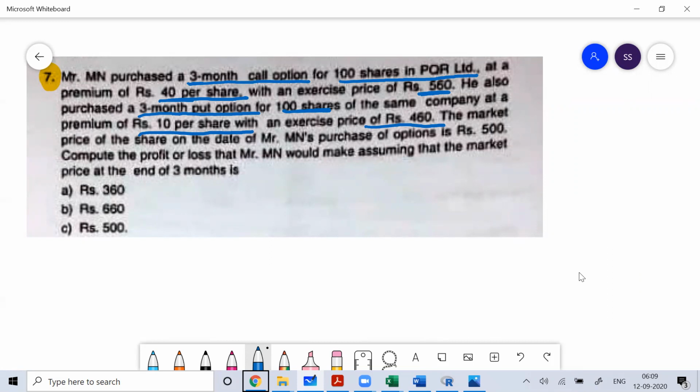And the market value of the share on the date of Mr. MN's purchase is 500. Compute the profit or loss that Mr. MN would make, assuming that the market price at the end of 3 months can be 360, 660 or 500. Same problem. Everyone, please try to solve this problem. How will you solve this?